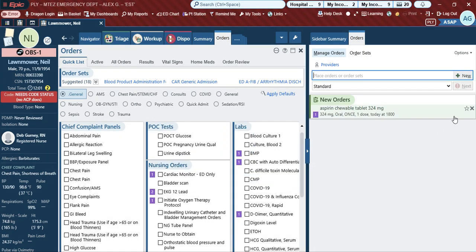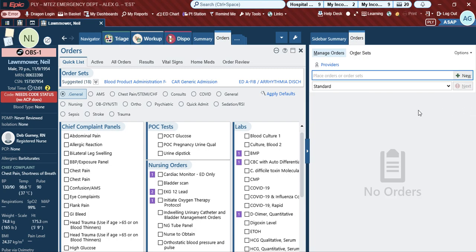Keep in mind that not all order sets are perfect, and you're still going to have to double check to make sure you're not ordering something that is nonsensical. But for the most part, when it comes to complicated things like strokes or dissections or starting heparin drip for chest pain, there will be order sets for that to make your life easier.